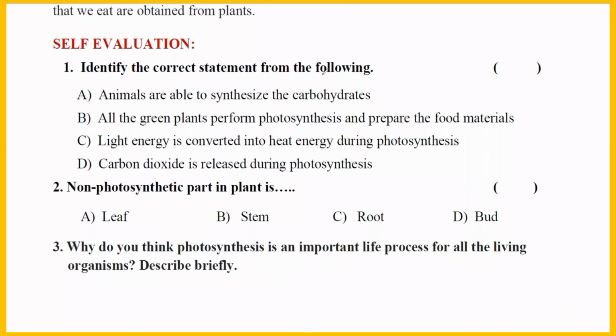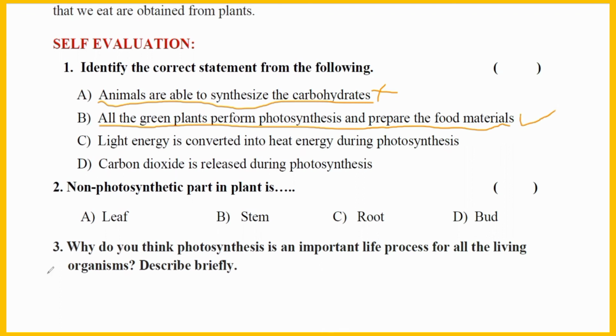Identify the correct statement from the following. A: animals are capable of synthesizing carbohydrates. So it is wrong. Why? Because animals could not prepare food materials. All the green plants perform photosynthesis and prepare the food material. This is the right answer.